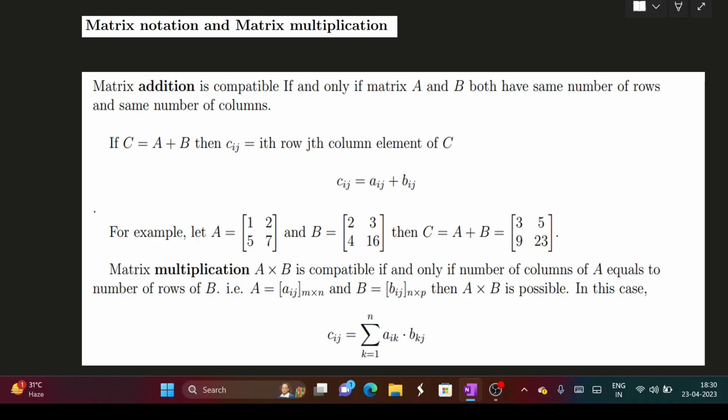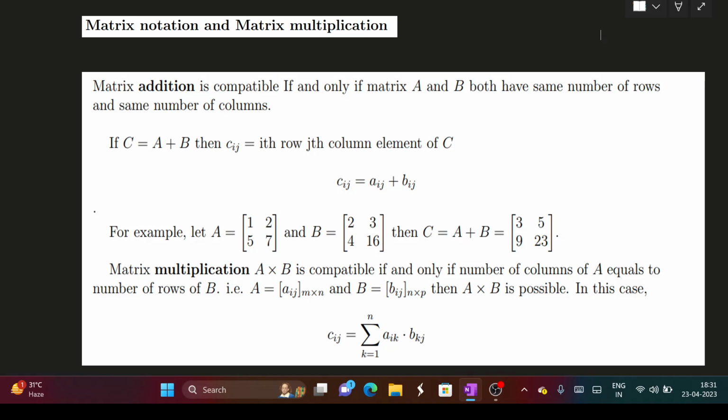Here, the purpose of this video is to enable the viewer to solve the problems of applied linear algebra from the Gilbert Strang book. Today we will discuss matrix notation and matrix multiplications. Matrix addition is compatible if and only if matrix A and matrix B both have the same number of rows and the same number of columns.